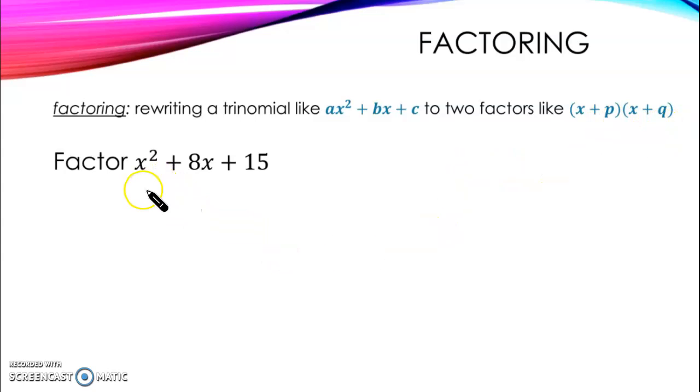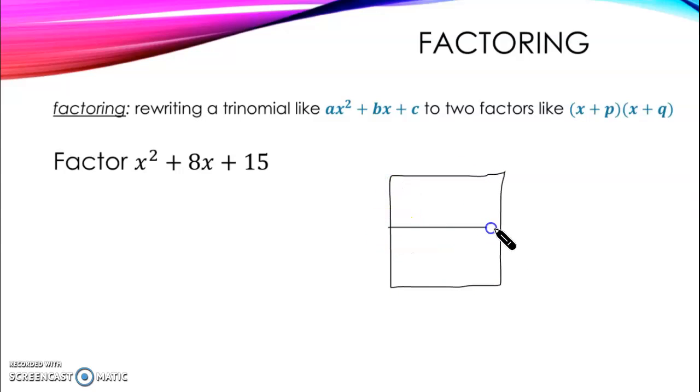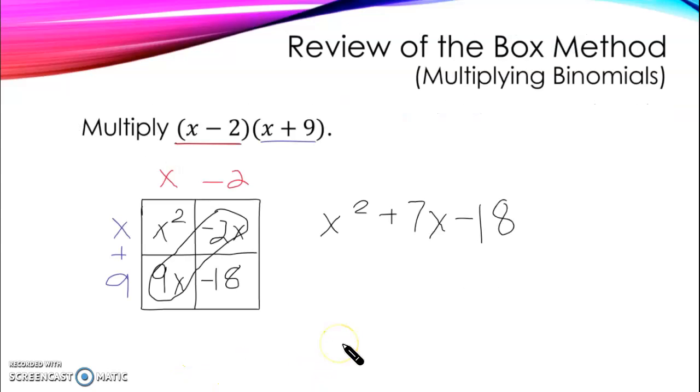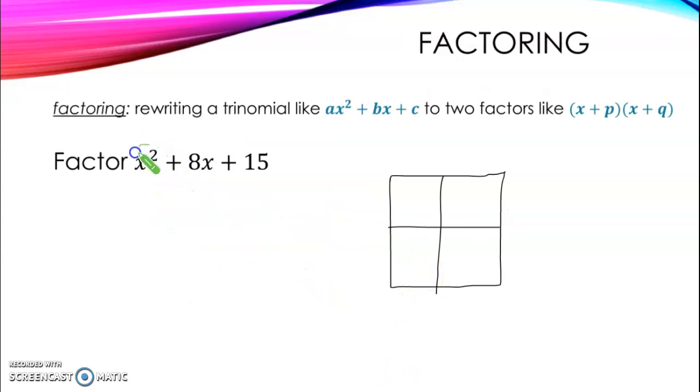So for this example, we have x squared plus 8x plus 15. I'm going to go ahead and draw my box. This box is going to be kind of like a puzzle that we're going to fill out. And I'm going to reference the previous example to kind of help us with this. And so if you notice, we have our x squared here. That's always going to be the top left of your box. So that's something that you can always fill out to start. x squared is going to go in the top left.